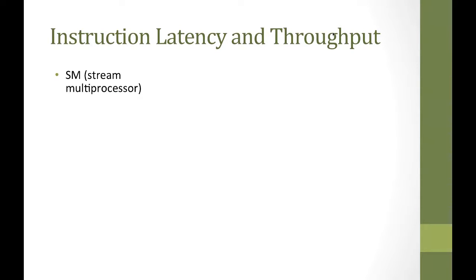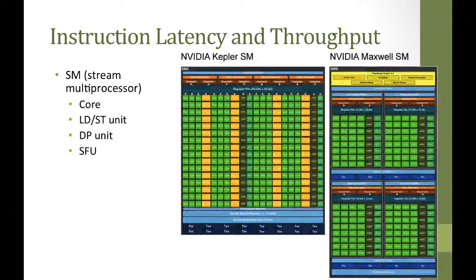Okay, so the next thing I want to show you is the instruction latency and the throughput. It's a very important concept based on the hardware you should know. Okay, let me open the graphic here. Alright, so this graph shows you the streaming multiprocessor. It's called SM. The left one is from the Kepler architecture and the right one is from Maxwell.